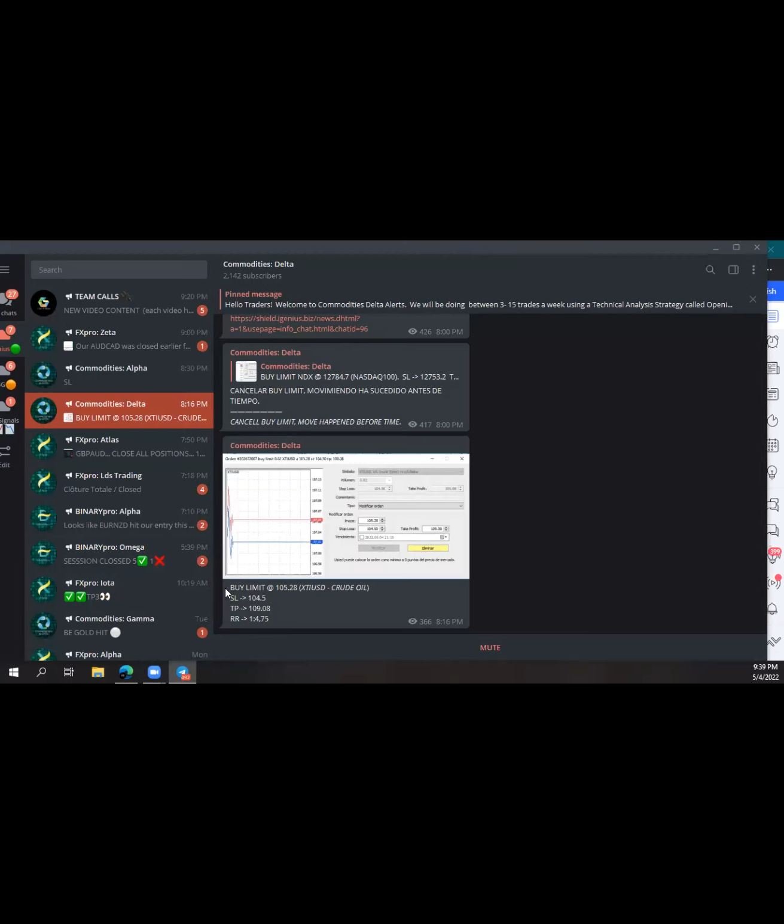This was actually specified. They told us buy limit at 105.218. Now this is crude oil or US oil. We're going to try it on demo account, but let me show you guys something. Once you see it as buy limit, it's already defined. They've told you what to do. So you don't need to be confused.